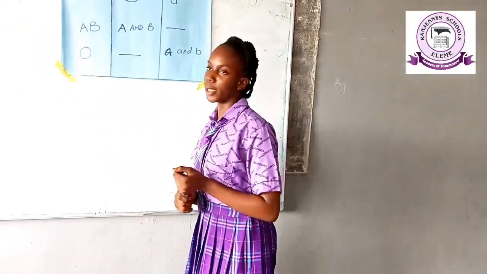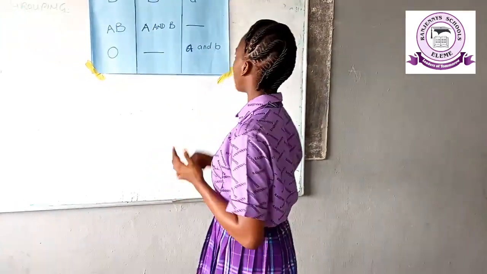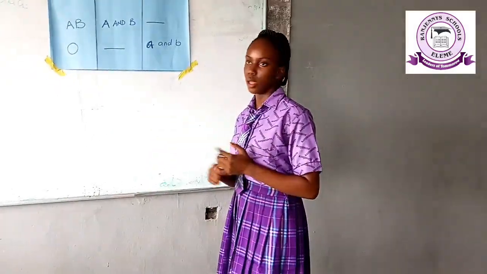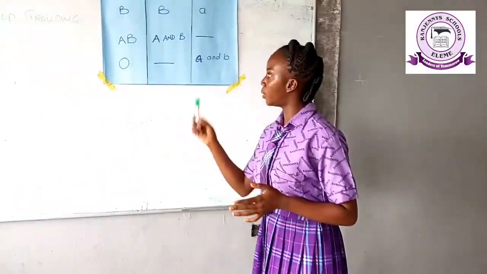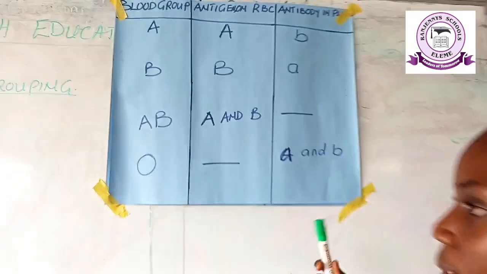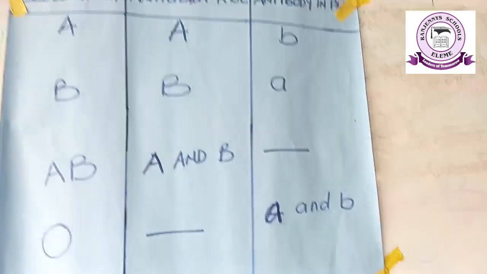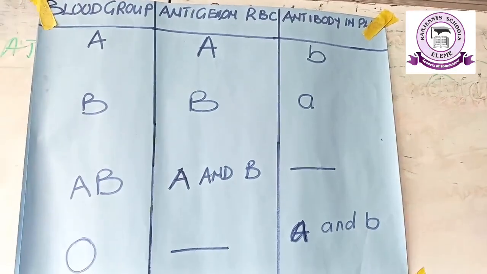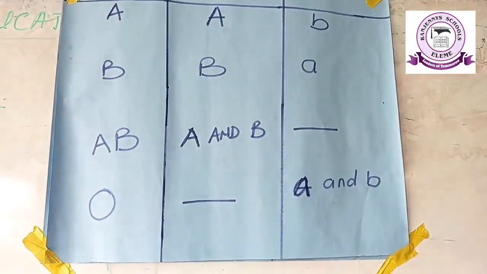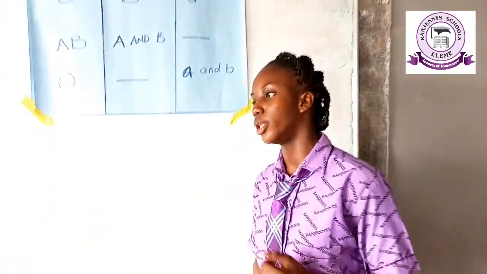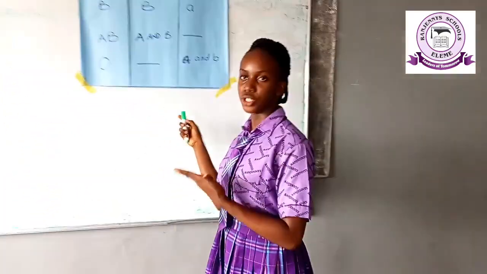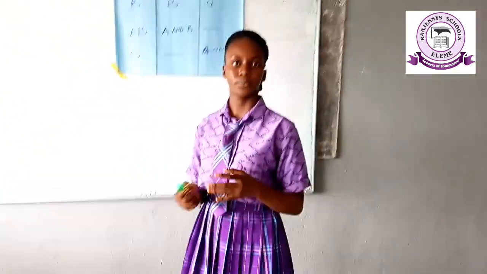We have blood group A, which has A antigen and B antibody. Blood group B has B antigen and A antibody. Blood group AB has both A and B antigens and has no antibody in plasma. And blood group O has no antigen but has both A and B antibodies. The blood groups are named based on the type of antigen found in their red blood cells.